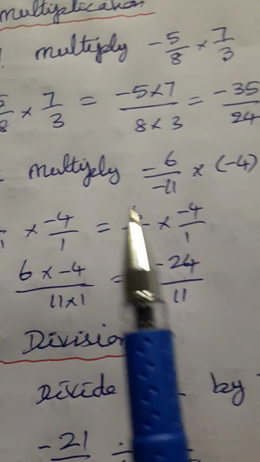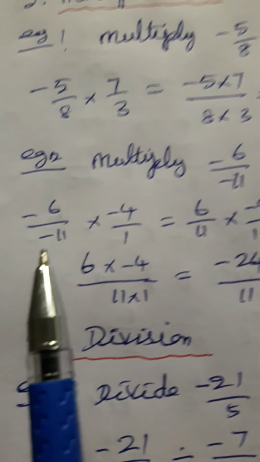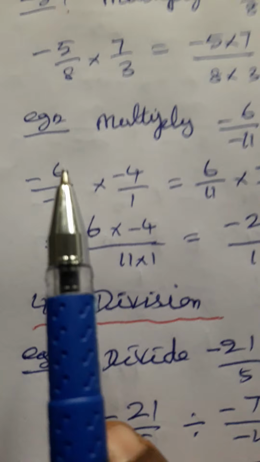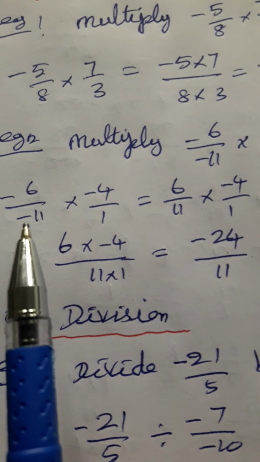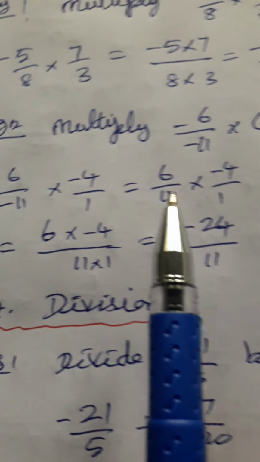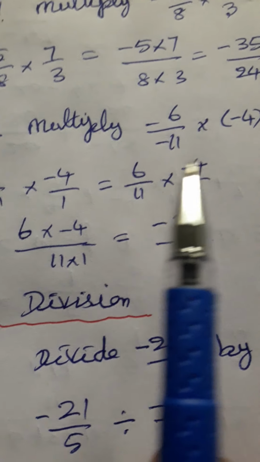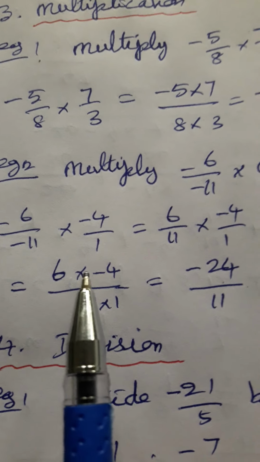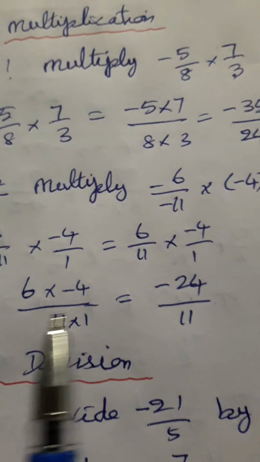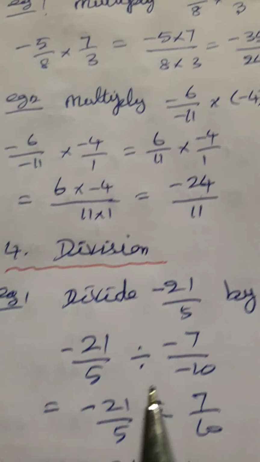Example 2, multiply minus 6 by minus 11 into minus 4 by 11. First fraction is minus 6 by minus 11. Minus minus get cancelled. We get 6 by 11. Then the next fraction is into minus 4 by 11. 6 into minus 4, minus 24, and 11 into 11. Minus 24 by 121 is the answer.